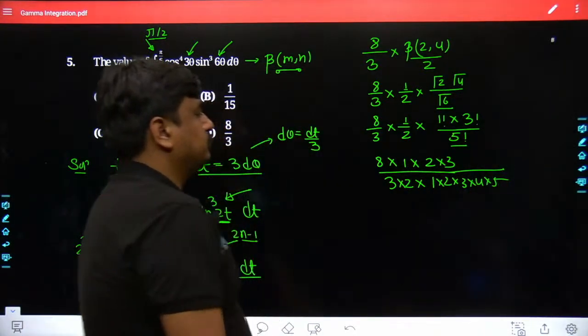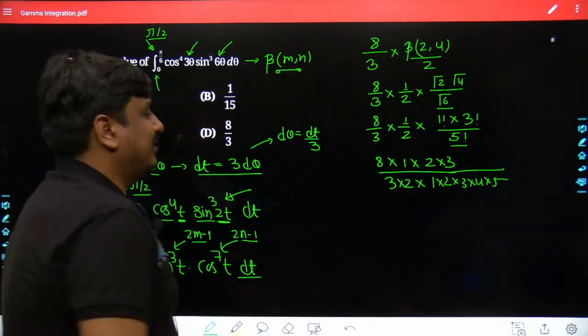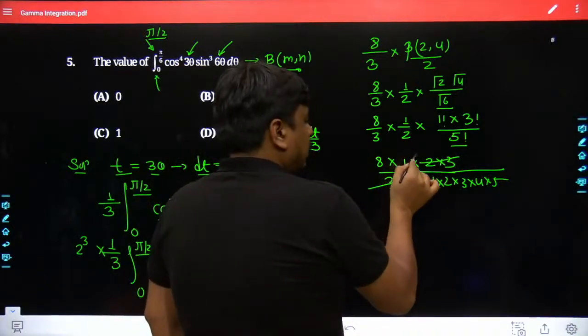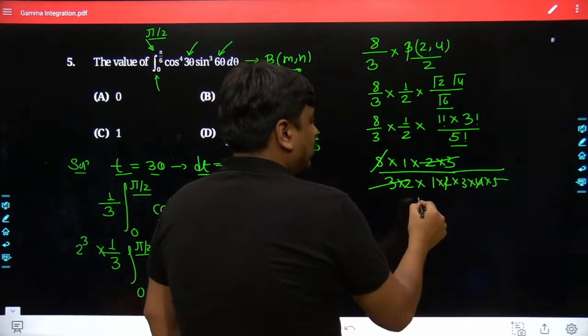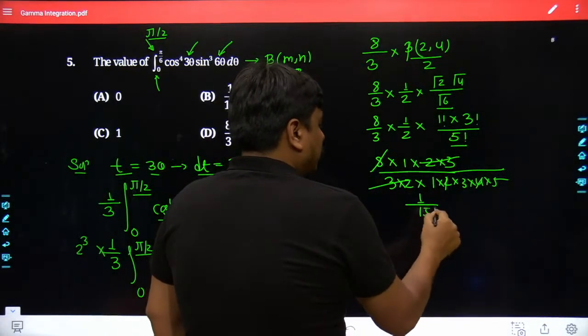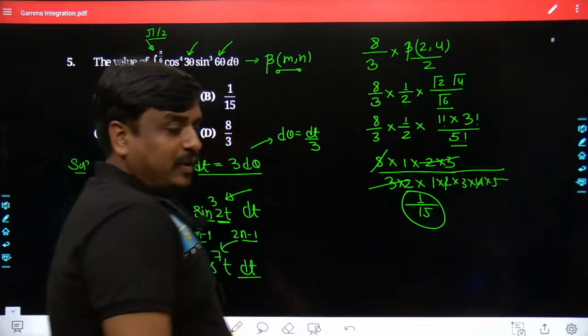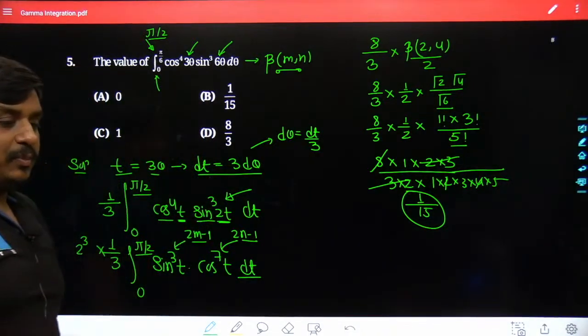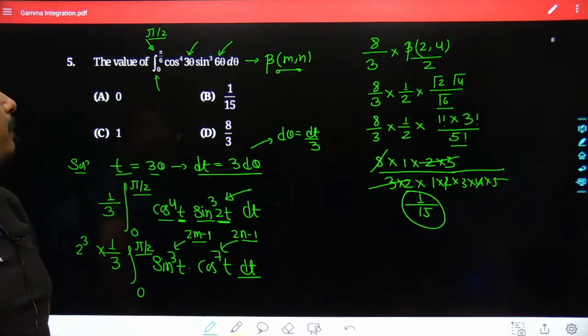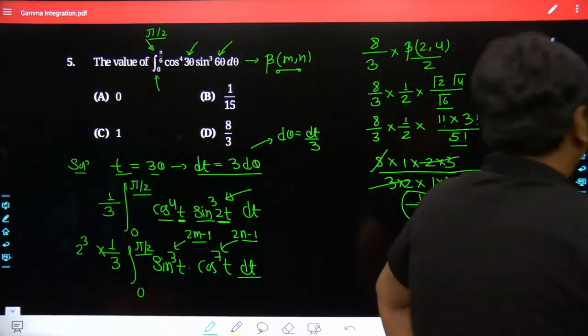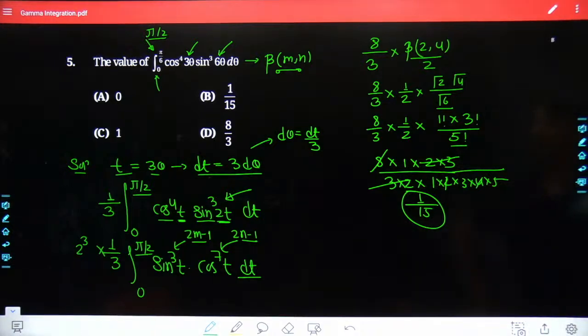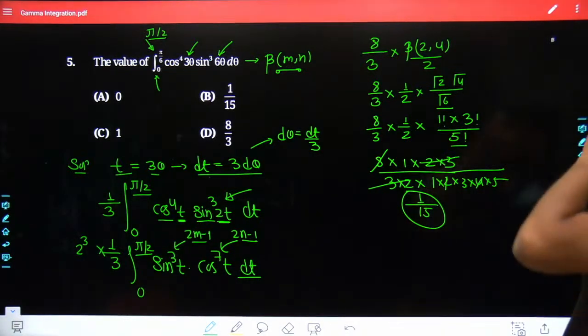So what is happening over here? 3 into 2 is going to go out. And here 4 into 2 becomes 8, so 8 and 8 go out. And towards the denominator side, you have 5 into 3, which is nothing but 1 divided by 15. Could you understand? This sort of problem can be framed at any point of time, and you can expect this problem in the near future.